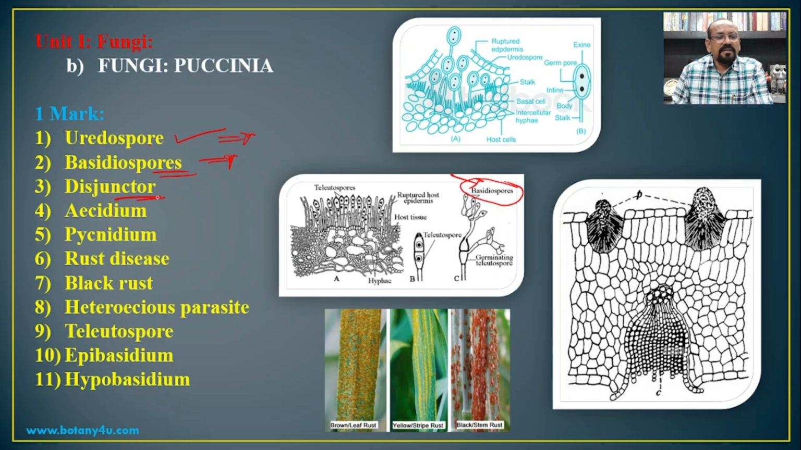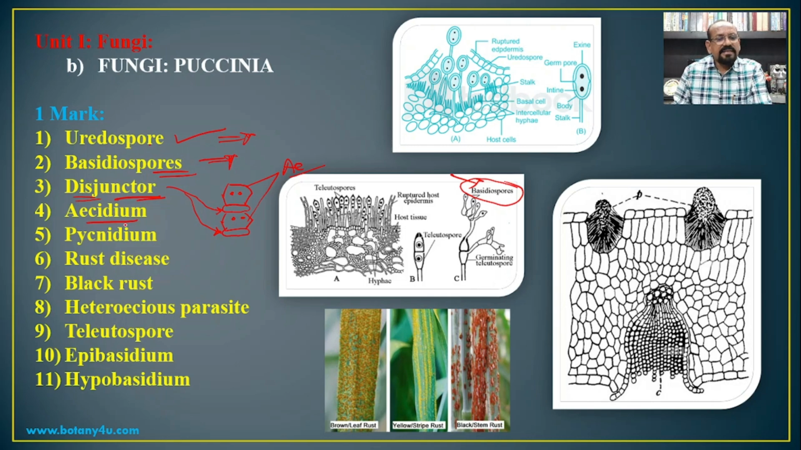Then disjunctor cell. If you see the cells or structures formed by the aeciospores, they are hexagonal in structure and they are binucleated. So these are known as the aeciospores, and each aeciospore joins with another aeciospore by means of cells which are sterile in nature, and they are known as the disjunctor cells. They break to release the aeciospores.